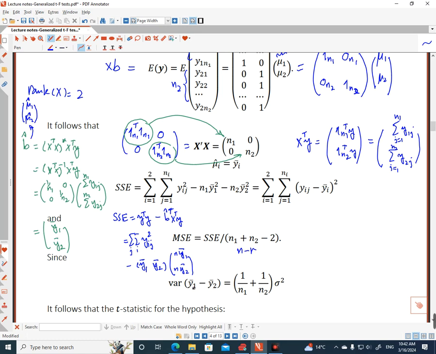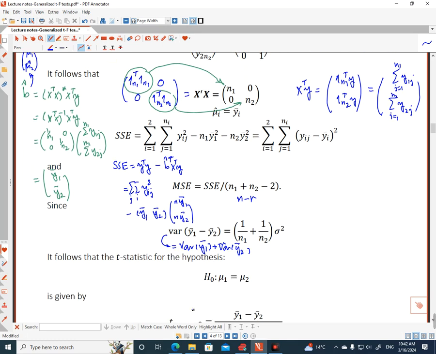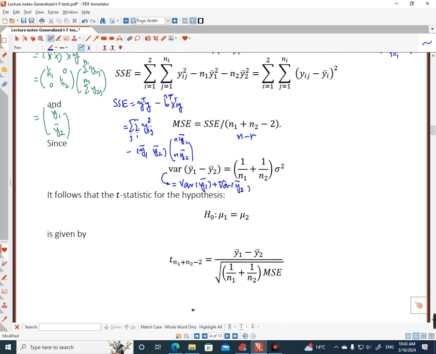The next step, we need to compute the variance. Since y bar 1 is independent of y bar 2, the variance is the variance of y bar 1 plus the variance of y bar 2, and it is simply obtained by this formula. So from here to here, I use the independence between the two samples. Now we can easily construct the test statistic.